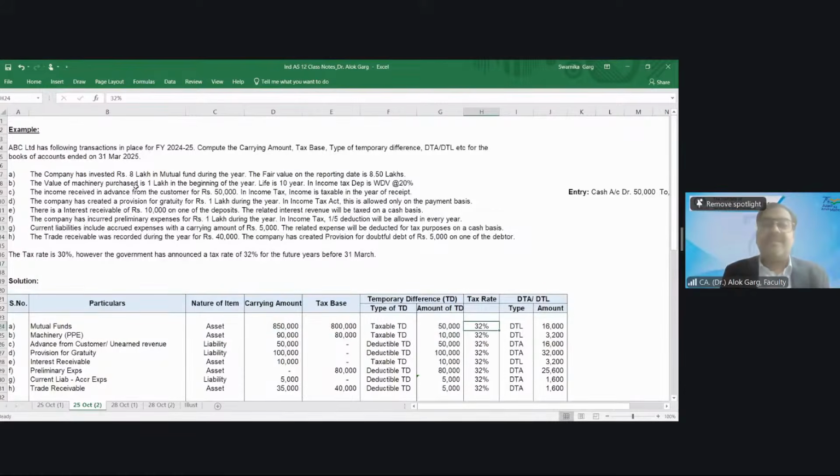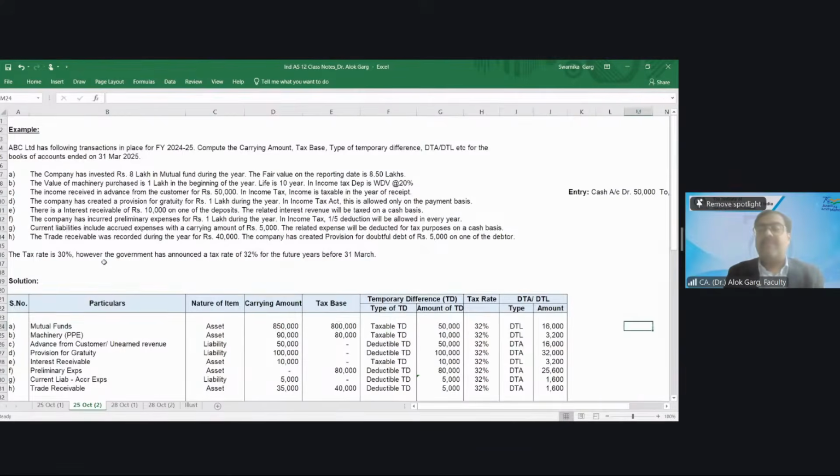What is my tax rate? The question is saying the tax rate is 30%. However, the government has announced a tax rate of 32% for the future year before 31st March. Will you take 30 or 32? 32%, if the tax rate has been enacted or announced before 31st March. This deferred tax is for the future. In future, you will get a benefit of 32%, not 30%.